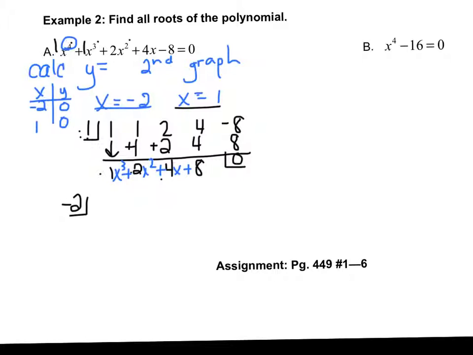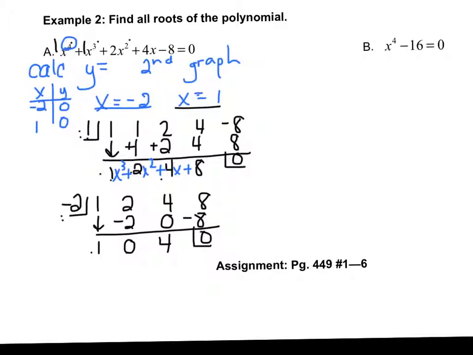So we'll put -2 in the box, and we'll take those coefficients, 1, 2, 4, and 8, and we'll drop the 1. -2 times 1 is -2, 2 minus 2 is 0, -2 times 0 is 0, 4 plus 0 is 4, and -2 times 4 is -8, and 8 minus 8 is 0. So that leaves us with the next polynomial, 1x squared plus 0x plus 4.